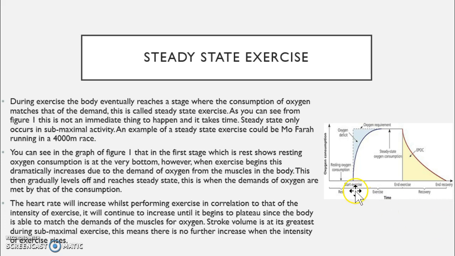So, in this graph, you can see that it's not immediate. It takes time to occur, and it only occurs in submaximal activity. So an example of steady state exercise could be Mo Farah running a 4,000 meter race. It's something that occurs later on during the exercise, and it isn't a quick response to occur.